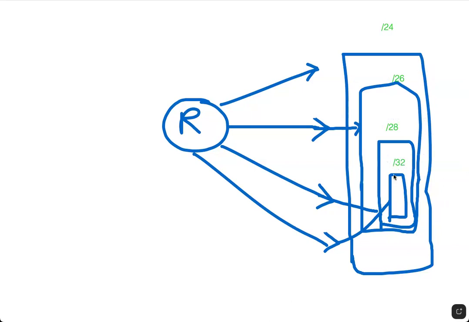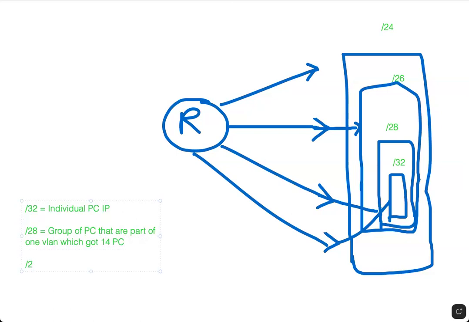So here the /32 is nothing but an individual PC IP. A /28 will be a group of PCs that are part of one VLAN, which has 14 PCs.